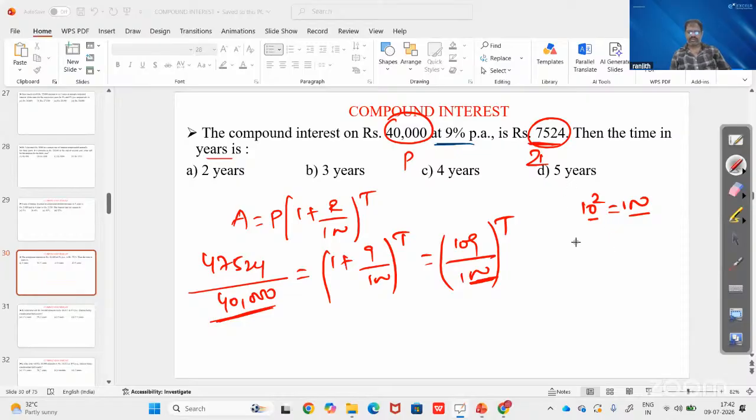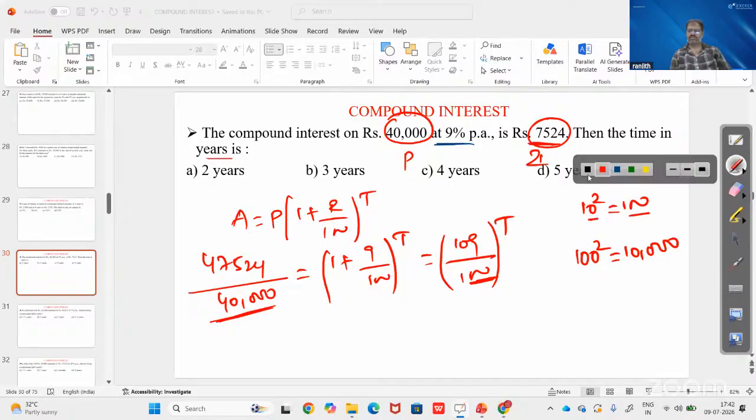Both of them are equal. So we need to write 100 square, 100 square equal to 10,000. And the left side also we need to make it 10,000, in the sense we need to cancel by the 4 table. That is 4 ones are 4. So here also 4 ones are 8, 81.